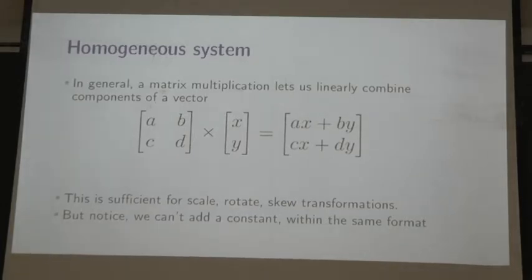Okay, so let's talk about this system which we are doing. All the matrices that I've talked about are different values of ABCD here. Okay, and this is good for multiplicative types of transforms. Any multiplicative type of transform can be written as different ABCD here, right? So this is sufficient for scale, rotation, skew or shear. This is equal to that. But notice that we can't add a constant within the same format.